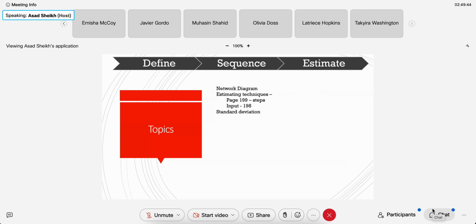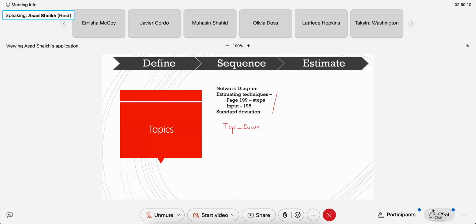Network diagram. Estimating techniques. Okay, estimating techniques. Let's look at those. They are on page 199, I believe. Okay, so there we go, 199. One that you're most aware of is top down. You're aware of top down estimation.